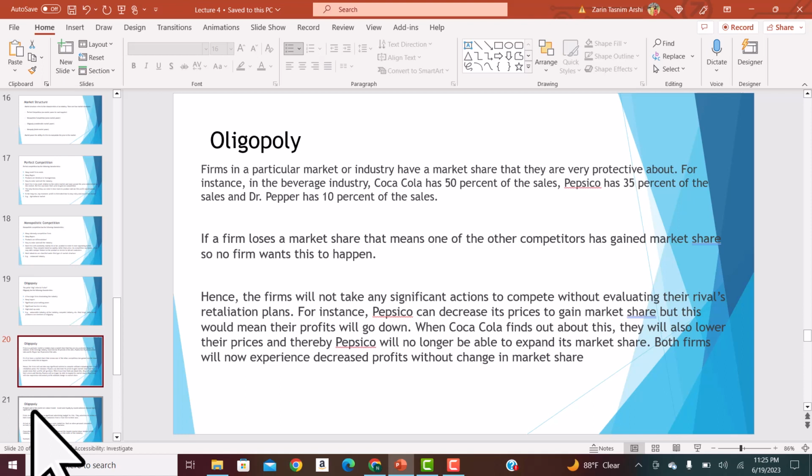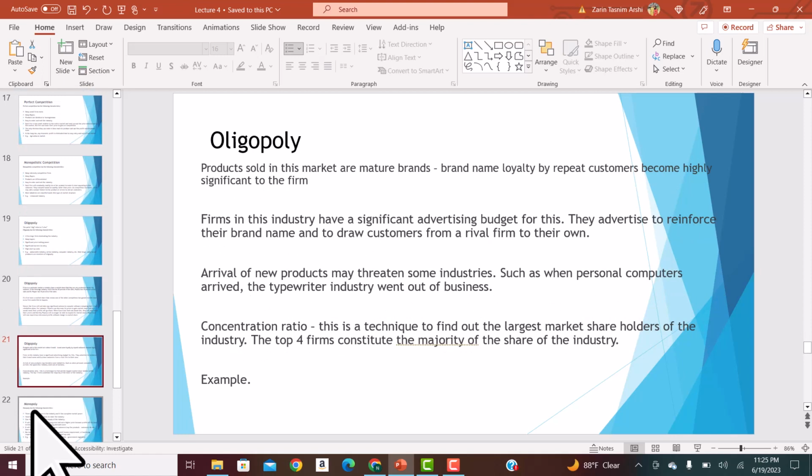So firms will not take any significant actions to compete with one another. They will have an informal agreement between one another so they do not lose any market share. Now, in oligopoly, we also have another ratio or measure, basically a technique used to find out the largest market shareholders of the industry. If we have 10 to 12 businesses operating in a market, the concentration ratio will tell us who the top 4 firms dominating the industry are.